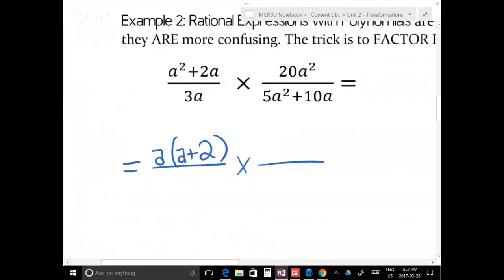How's that? That's the best I can do. I hope it's good. What about the bottom? 3A. Can we factor that? No, right? It's already as simple as it's going to get. So we can just write that as it is. What about on the right side? Can I factor 20A squared?